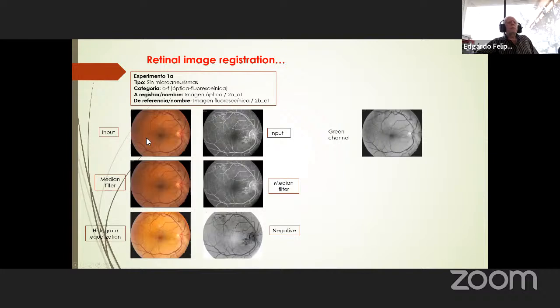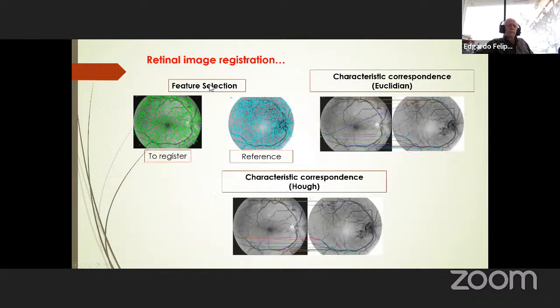Here is the input from the optical image, the median filter, histogram equalization, and here the green channel. Here is the input of the fluorescent image. Here is the median filter. Here is the negative. And now you can see that all arteries and veins are of the same type, not bright but obscure. Here, feature selection from one and from the other.